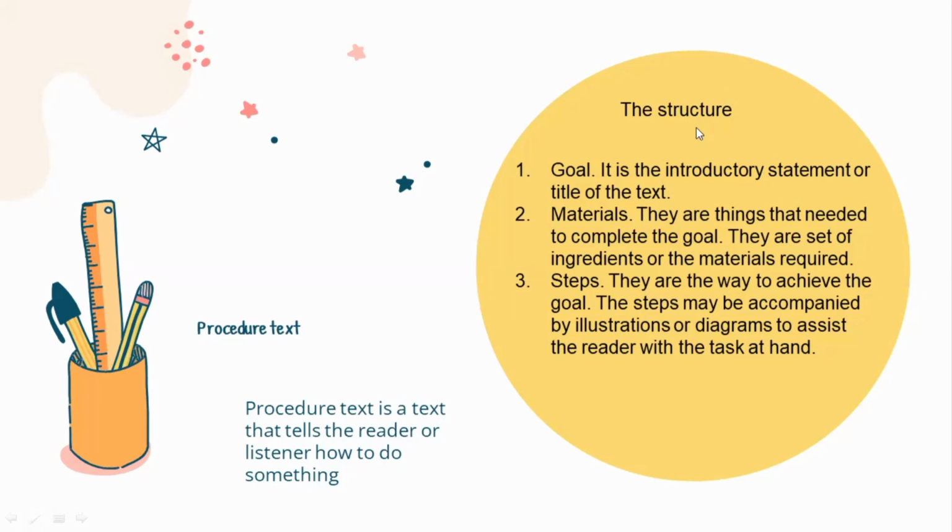Second, materials. They are things that are needed to complete the goal. They are a set of ingredients or the materials required. And the last is steps, the way to achieve the goal. The steps may be accompanied by illustrations or diagrams to assist the reader with the task at hand.